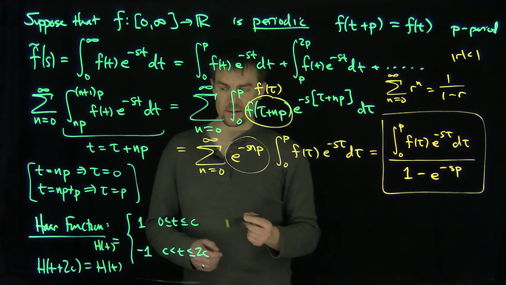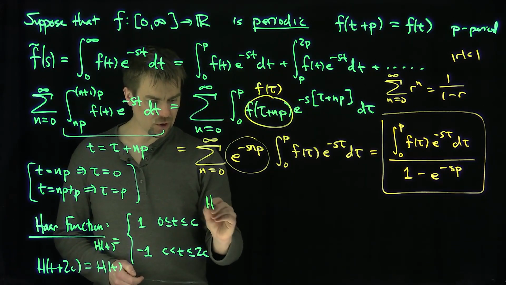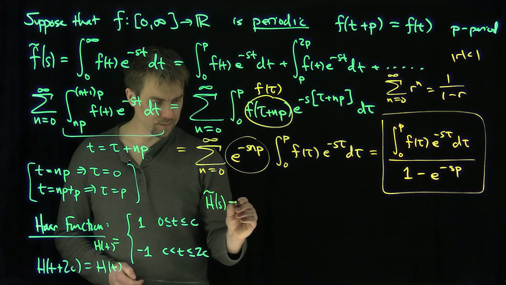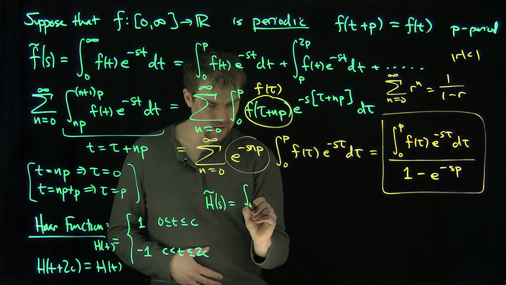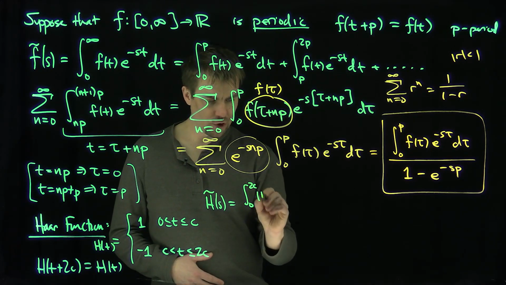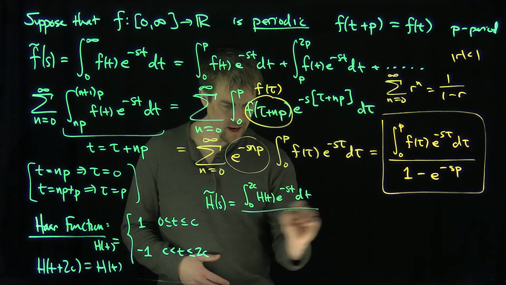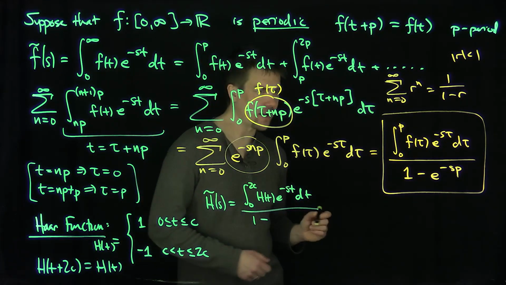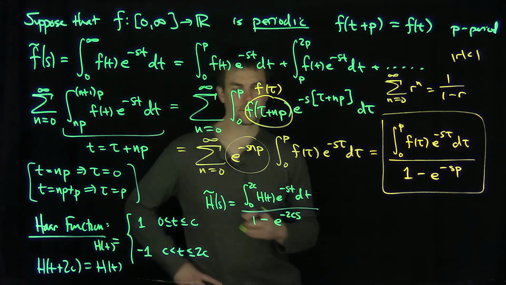So in this problem, my p is equal to 2c. So all I have to do is do this integral on top over here. So what's the Laplace transform of this periodized function? The Laplace transform h tilde of s of this Haar function is going to be the integral from 0 to 2c of our function h of t, e to the negative st dt, divided by 1 minus e to the negative 2cs, okay?